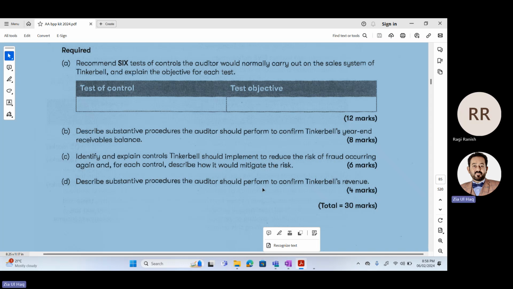Trace a sample of dispatch notes raised in the first week of the next period to relevant invoices in ledger balances. This is to ensure sales and receivables have been recorded in the correct period, because companies try to record next period sales in the current period. We can write these down as substantive procedures.